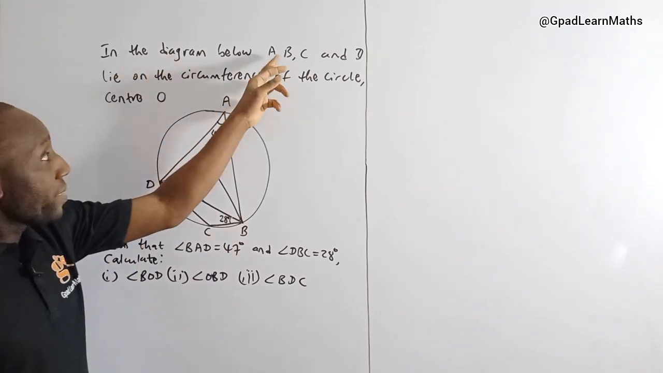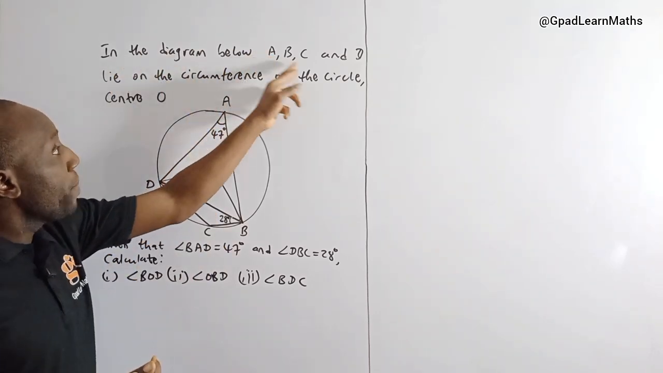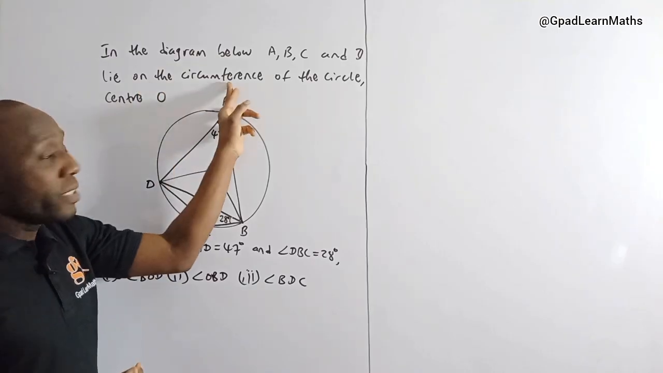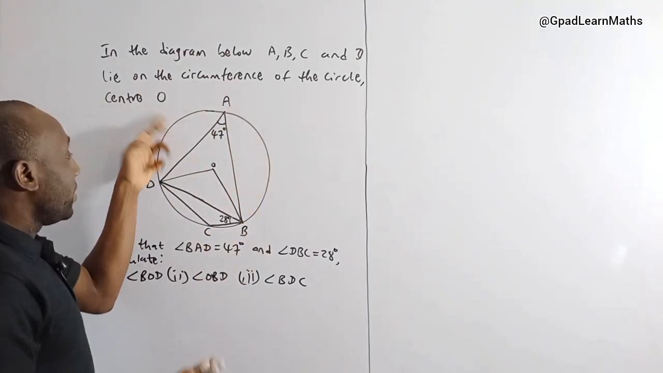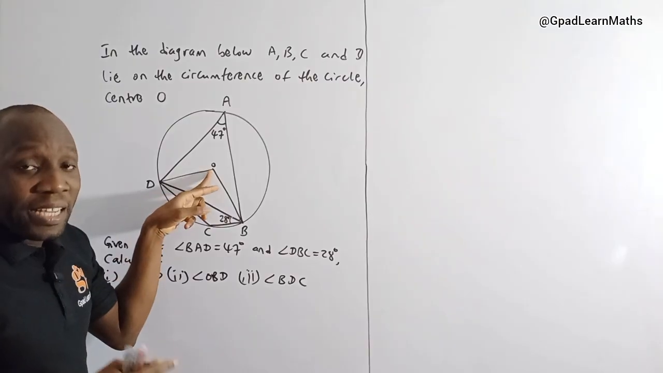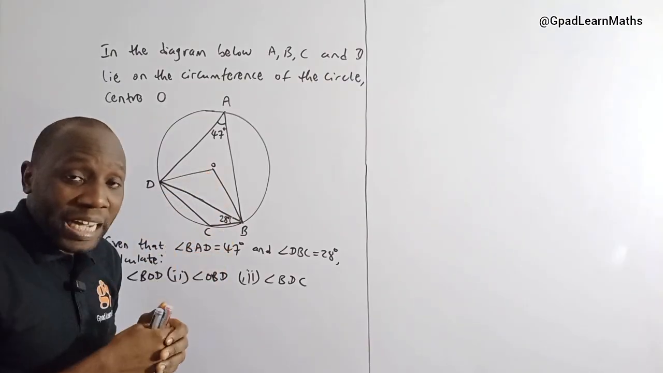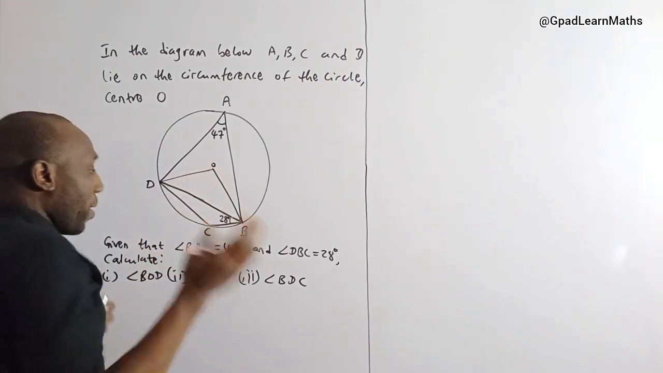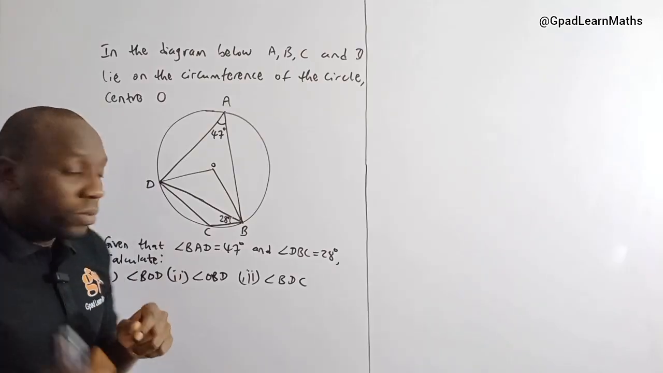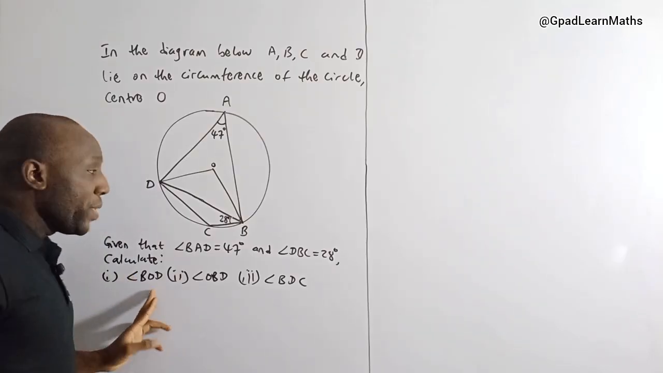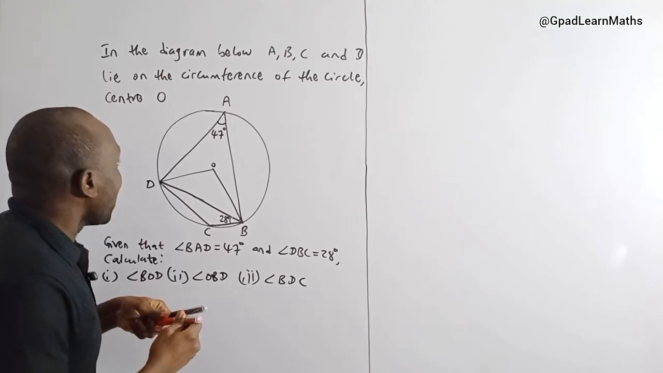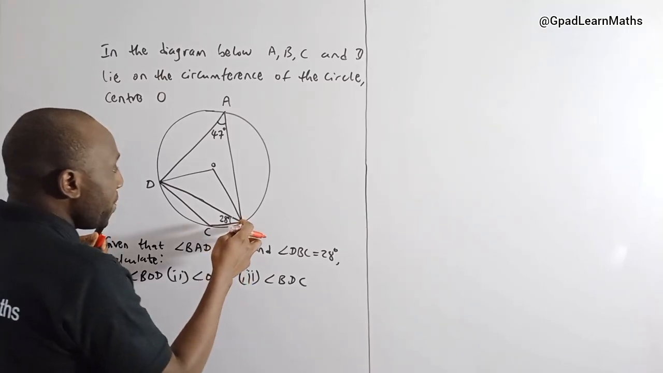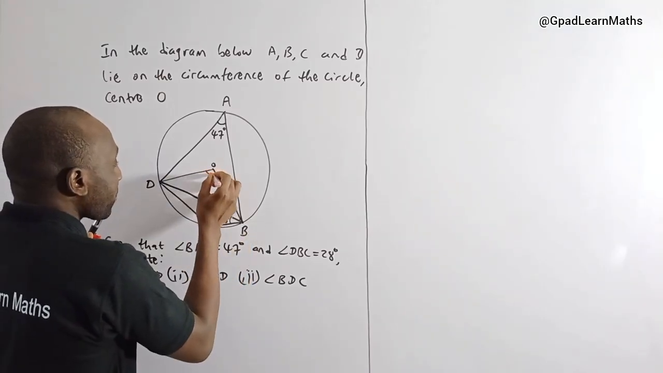Of course, we're told that in this diagram, ABCD lie on the circumference, and what we have here is the center of the circle, center O. So let's start with the first angle, which is angle BOD. Where is that? Angle BOD, that's this angle here.